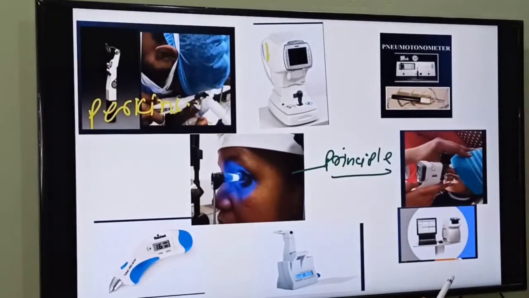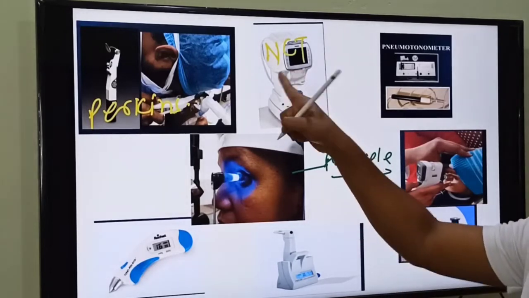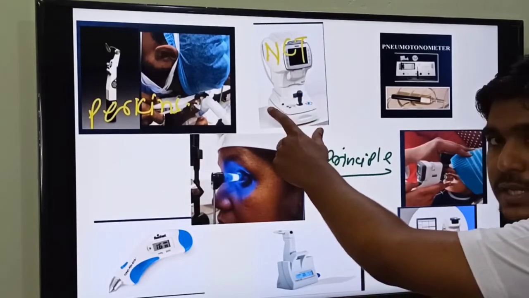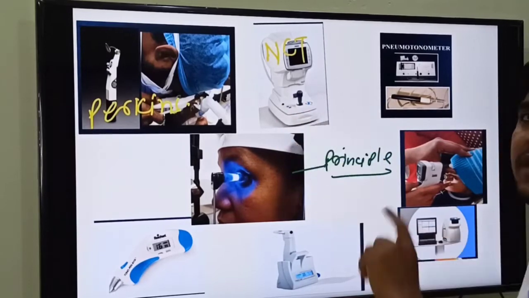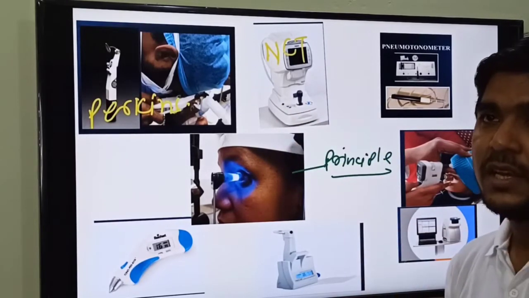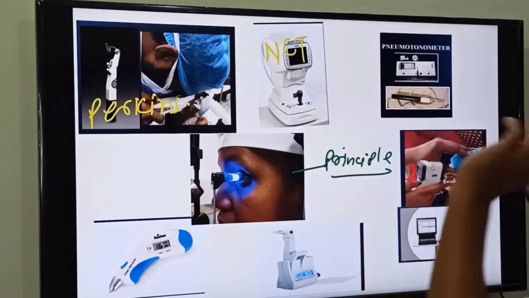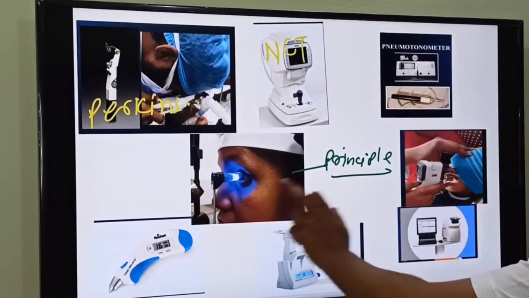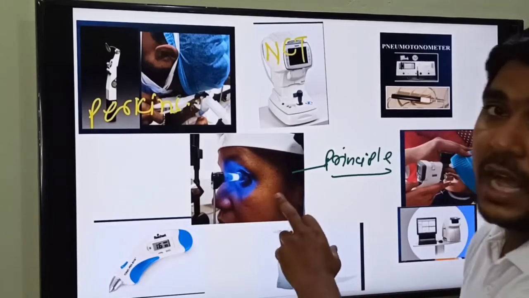What is this? This is nothing but NCT, non-contact tonometer, and the advantage of the non-contact tonometer is that it can be used in screening because there is no touching, no cross infection, and a large number of patients can be done at one time. What is this? This is called the pneumotonometer. This is the picture which is most typically asked in the examination.